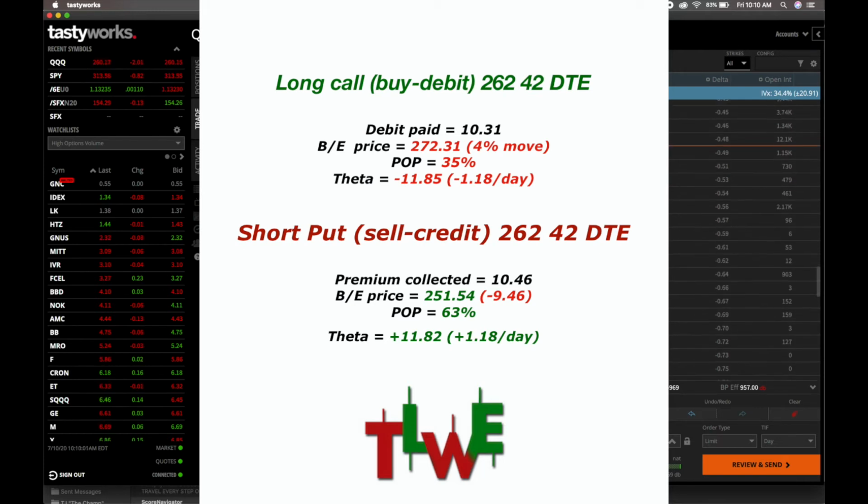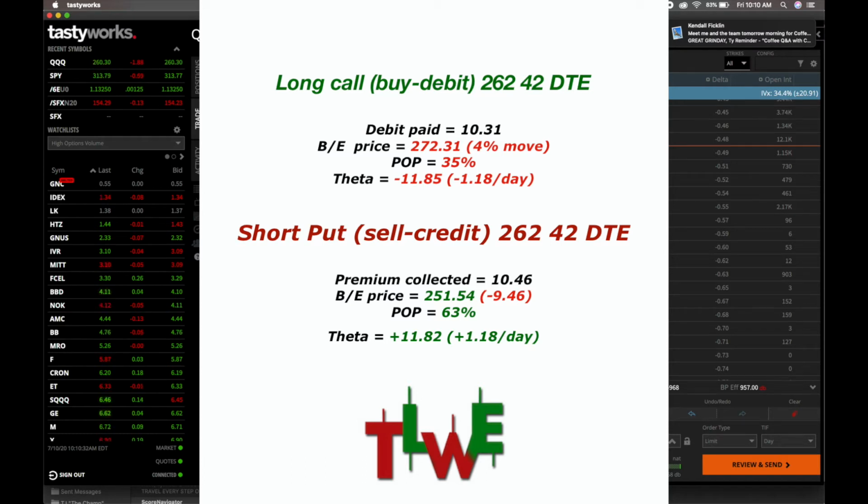Okay, when we pay our debit, like I said, we're using the example of $10.31. This is a disadvantage that option buyers have, because when we pay our debit, we're going to need the stock price to move to a certain point in order for us to get our debit back before we even see a profit. So the way you calculate your break even when buying an option, paying a debit, is you're going to add the premium that you paid, the debit that you paid, to your strike price.